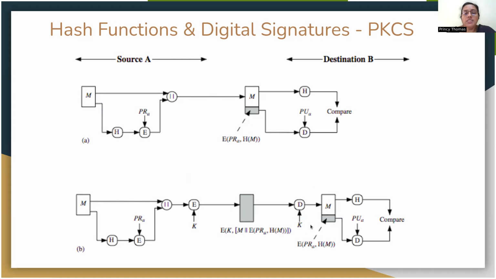So before the hash can be checked, the message has to be decrypted, and then the public key has to be used to decrypt the encrypted hash, and the comparison has to be done.